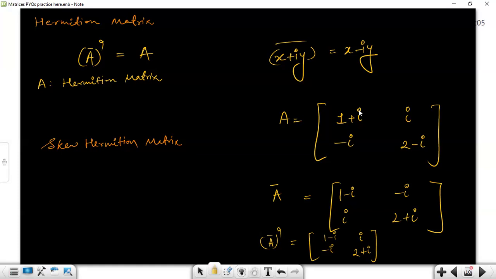Now, if this is equal to A, then only it is going to be known as a Hermitian matrix. Is it equal to A? No, it's not the case. So this is not a Hermitian matrix. Let's take one more example.